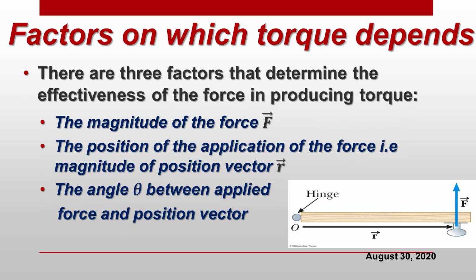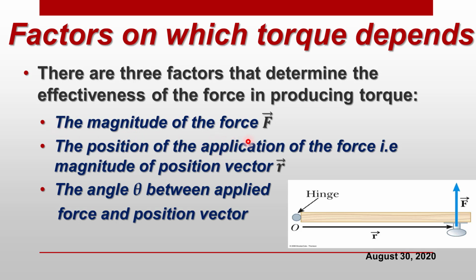Now we can conclude that there are certain factors upon which torque depends. There are 3 factors that determine the effectiveness of the force in producing torque. First, the magnitude of the force, how much force is applied. Second, the position of the application of the force, that is, where the force is applied. And third, the angle theta between the applied force and the position vector. These 3 are the important factors upon which torque depends.